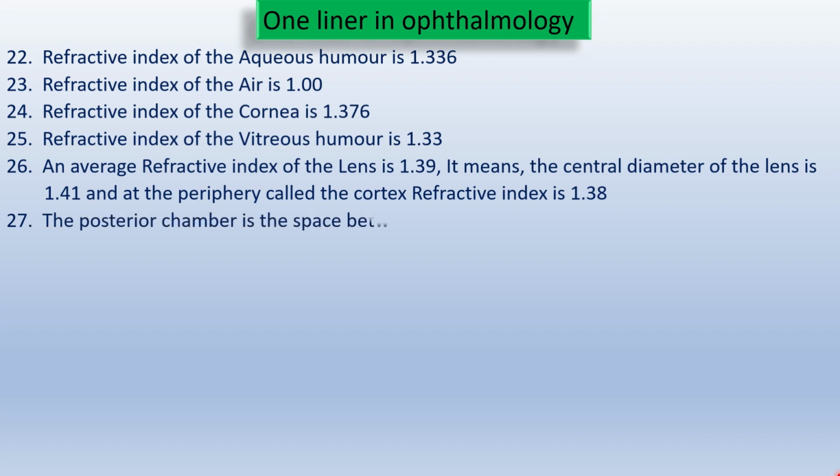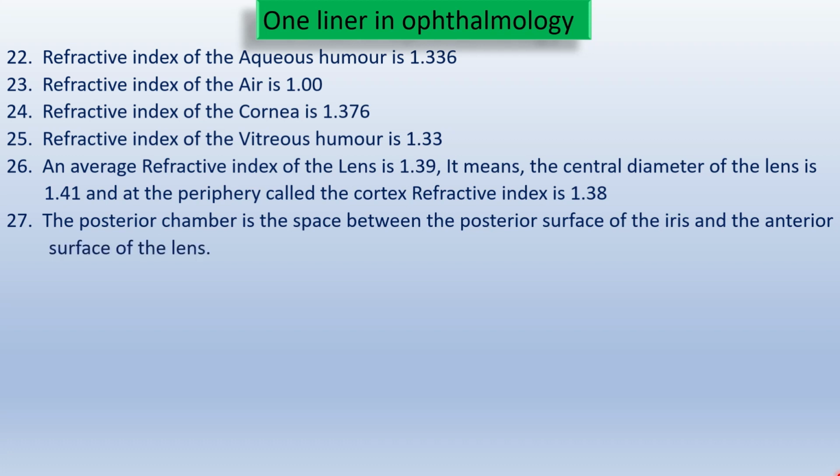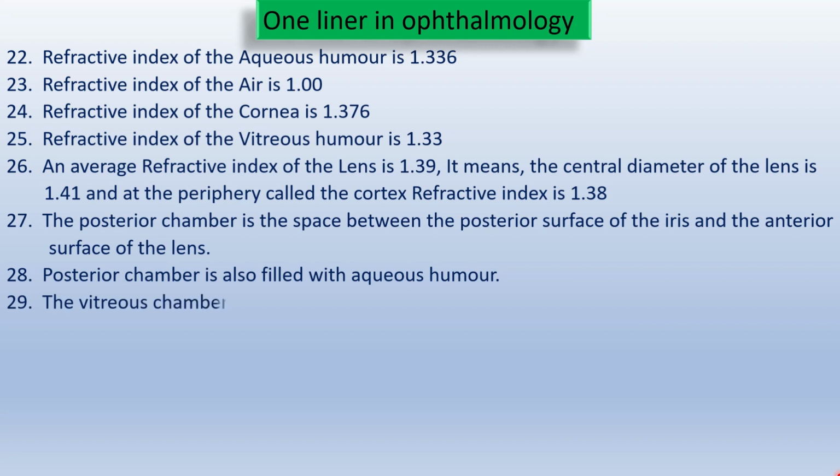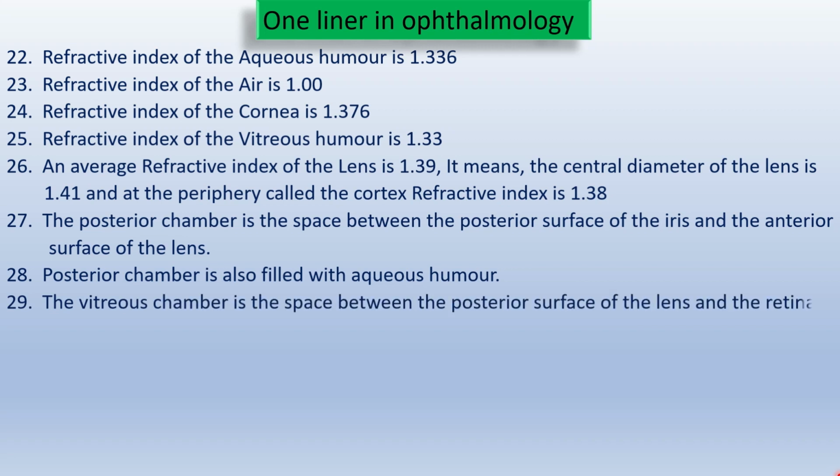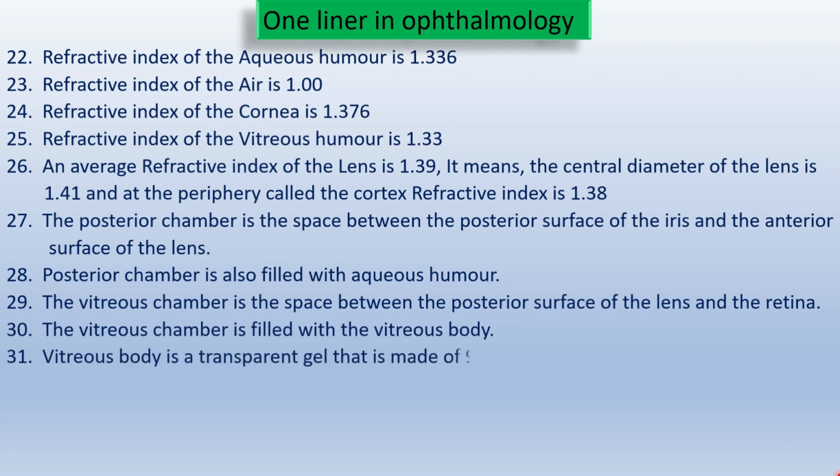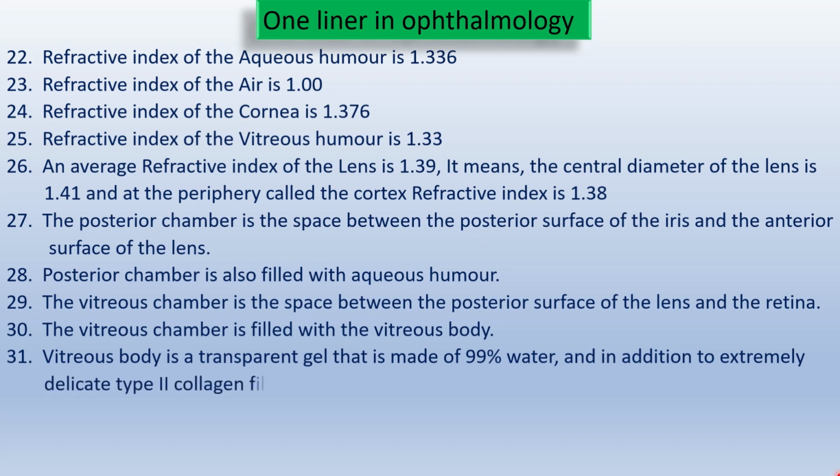The posterior chamber is the space between the posterior surface of the iris and the anterior surface of the lens. Posterior chamber is also filled with aqueous humor. The vitreous chamber is the space between the posterior surface of the lens and the retina. The vitreous chamber is filled with the vitreous body. Vitreous body is a transparent gel that is made up of 99% water and in addition extremely delicate type 2 collagen fibers, hyaluronic acid and electrolytes.